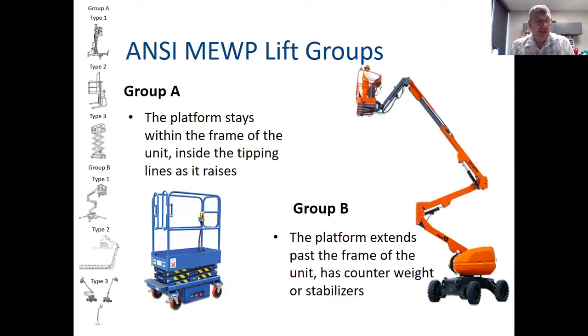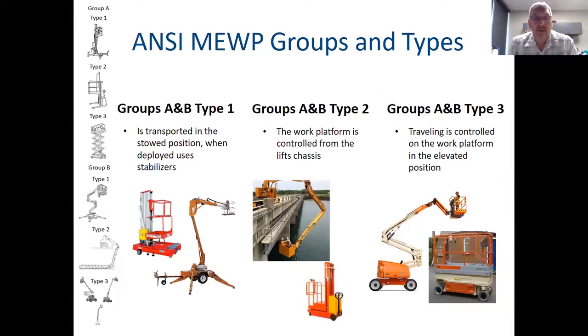What ANSI did is they took the MEWP, and MEWP is a term that you're just going to have to remember versus aerial or scissors or whatever. They divided them into groups and types. Group A is a scissors lift, where the platform stays within the frame, within the tipping lines as they call it. Group B are the ones that extend. On the left-hand side of the slide, at least my left, you can see I broke them down into the groups and types.